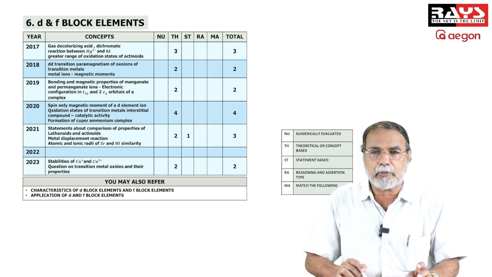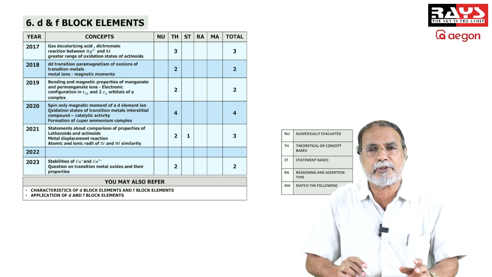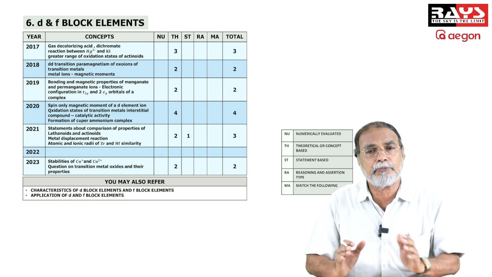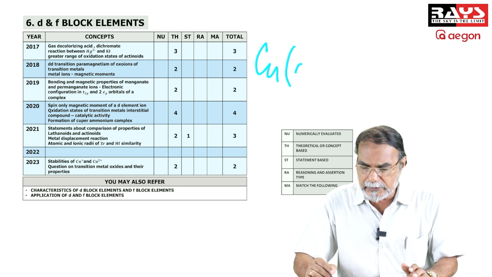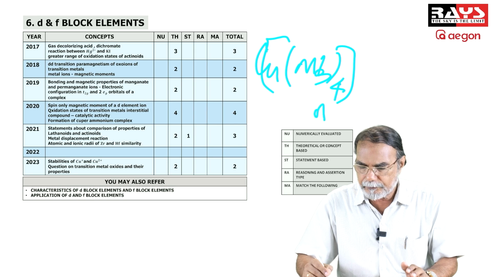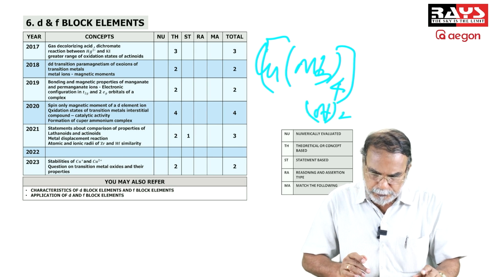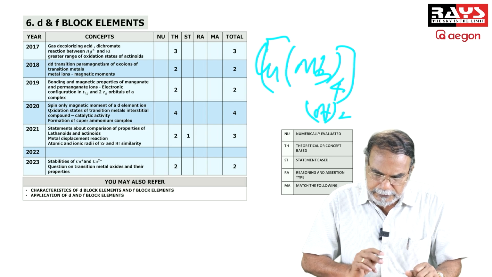Formation of the copper ammonium complex, that is the reaction between copper sulfate and ammonium hydroxide, forming Cu(OH)2, then [Cu(NH3)4]2+. This is a complex, [Cu(NH3)4](OH)2. This is what you call the copper ammonium complex, a deep blue complex. So a question was there on that aspect.